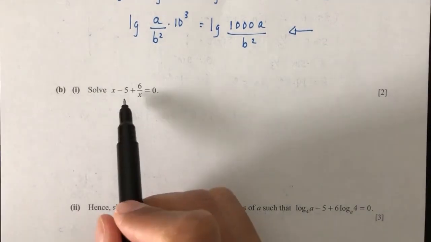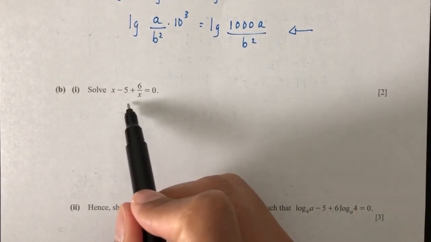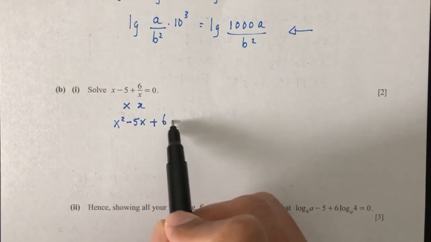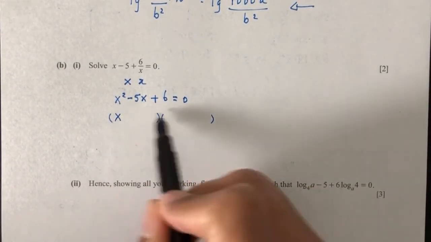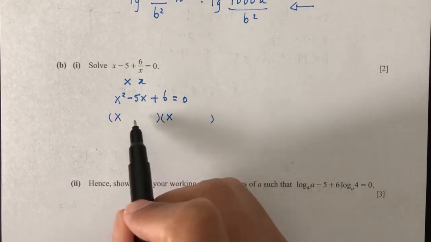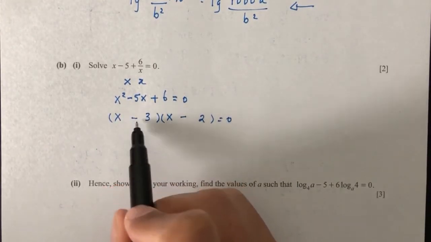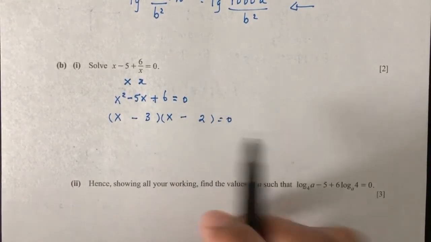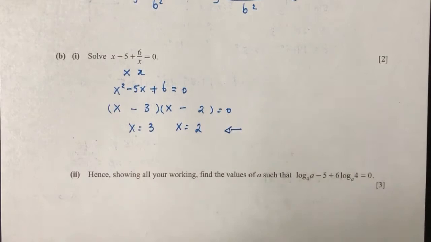Now part B, we have to solve this equation: x minus 5 plus 6 over x equal to 0. So step number 1, let's multiply everything by x. We will have x squared minus 5x plus 6 equal to 0. So we factorize. For it to be minus 5 with a plus sign at the end, we have to use minus 3 and minus 2. Minus 3 minus 2 is minus 5, and minus times minus is plus, so that's why it becomes this. So now x becomes 3 and x becomes 2. That is your value for x.